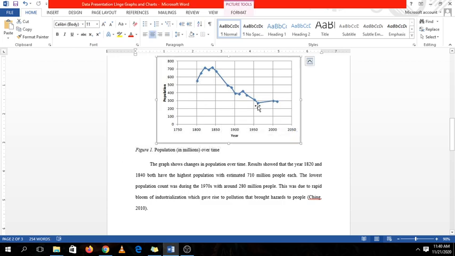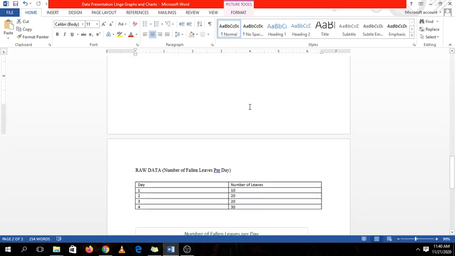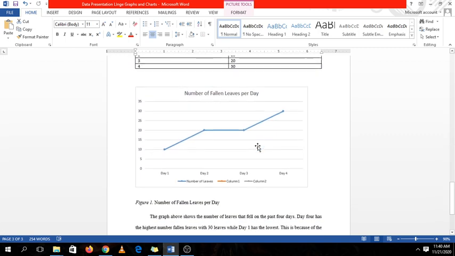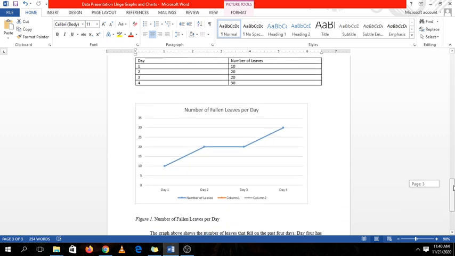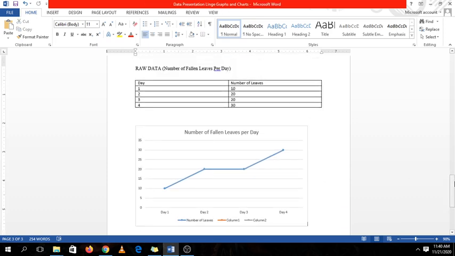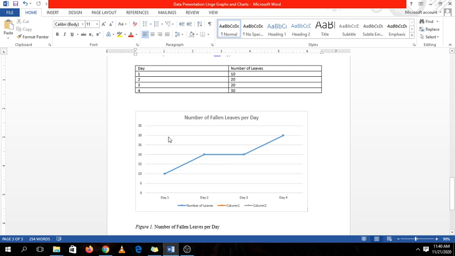Whether it's a pie chart or a photo, the title of the figure is below the figure itself. So how do you construct your line graphs? There are many ways. You can do this in your Word file, in your software. You can also do this on a bond paper, but because we are doing a soft copy of our research, we need to know how to do this in Word.